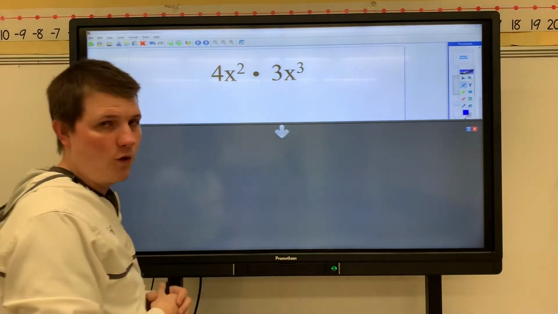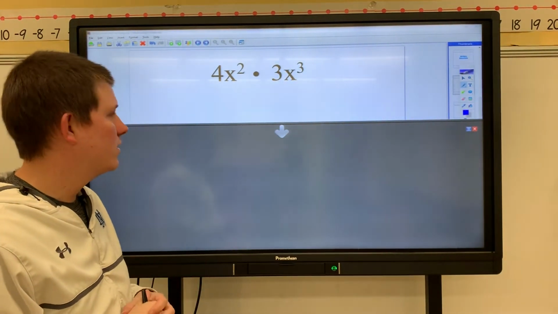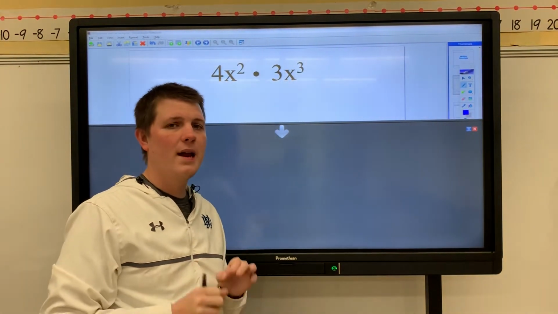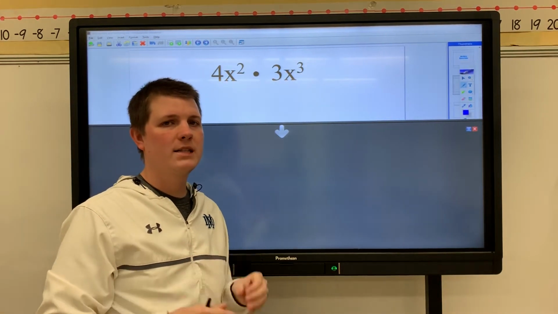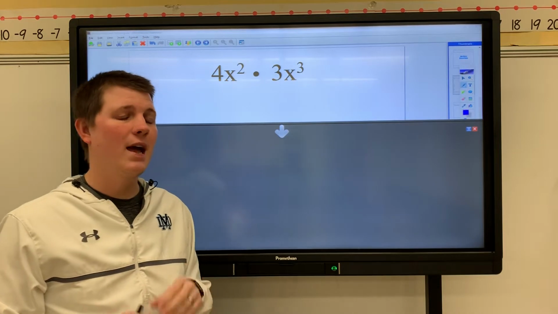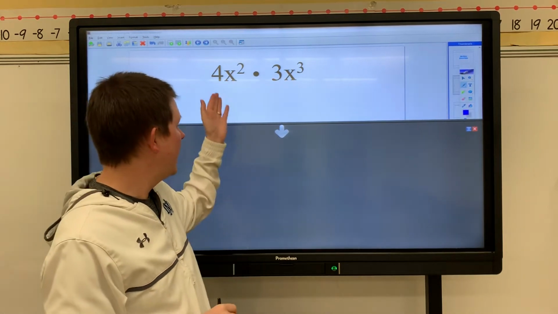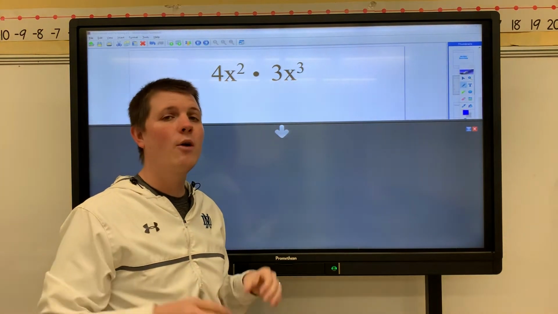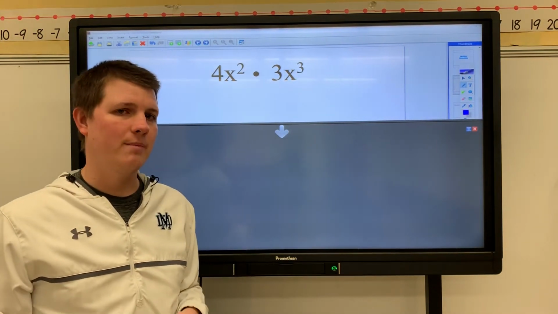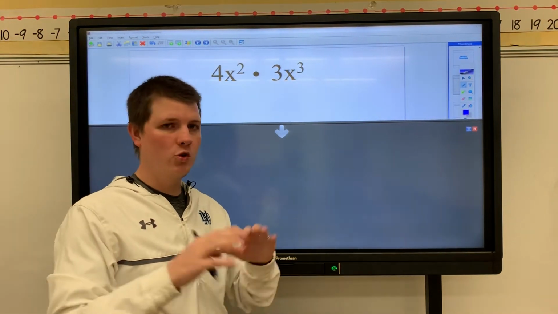So if I give you 4x to the second times 3x to the third, when we talked about adding and subtracting in the last lesson, we talked about how you can only add and subtract terms that have the same variable and the same exponent. So I could not add these together because this has an x to the second and this has an x to the third. However, you can multiply them. You can multiply whatever you want together.